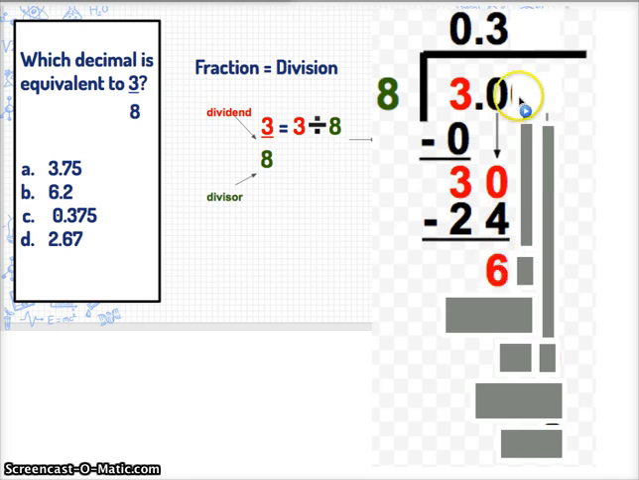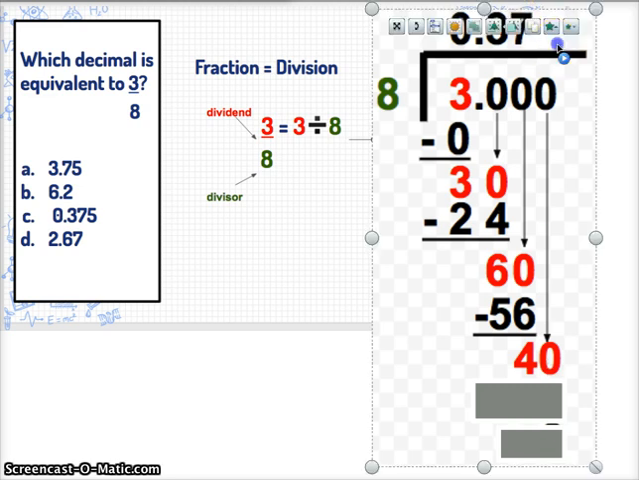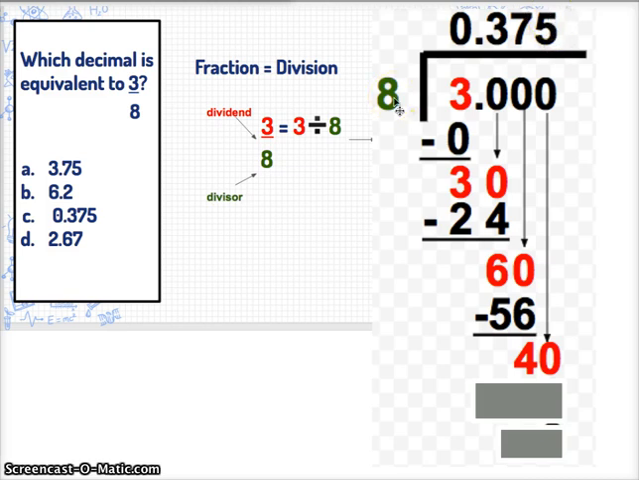So I will continue. I add another 0. I bring it down. My new dividend is 60. 8 goes into 60 7 times. 8 times 7 is 56. If I subtract, I again get a remainder. The remainder is 4 this time. So I bring in one more 0. I bring that 0 down, and my new dividend is 40. So 8 goes into 40 exactly 5 times. 5 times 8 is 40, and I have no remainder.